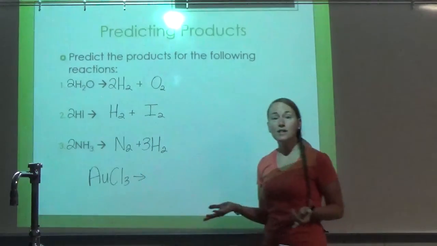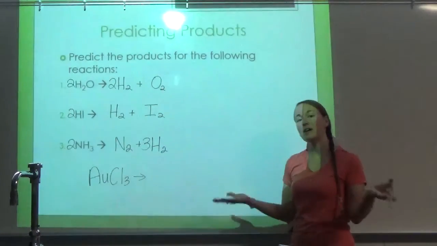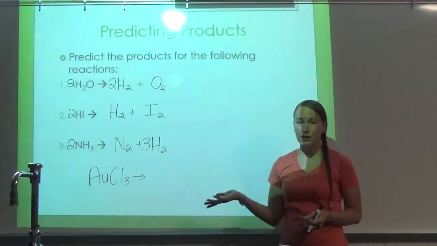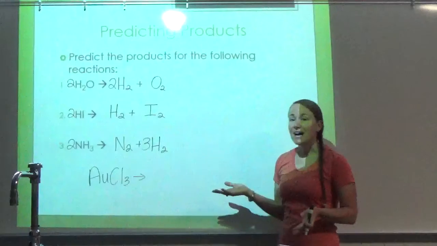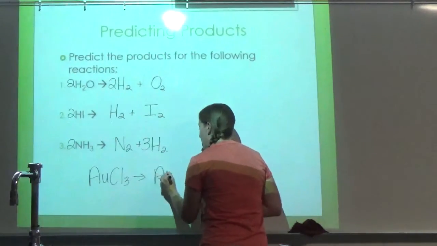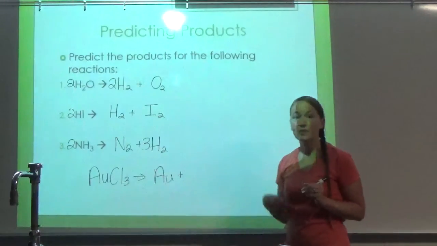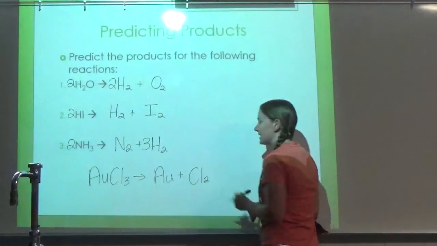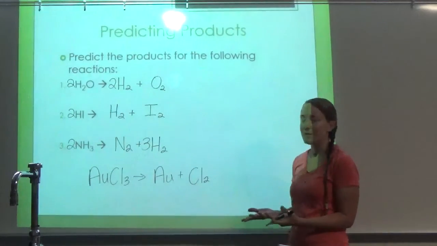All right, so pause the video real quick and try this one. All right, I'll assume you've done that, so let's go. So gold and chlorine. Gold is not a diatomic, so when I bring it over, I'm just going to put Au. Chlorine is a diatomic, so I'm going to put Cl2, and then I'm going to go back and balance it.